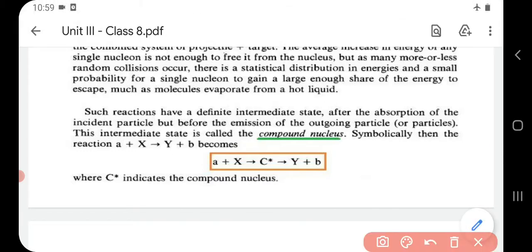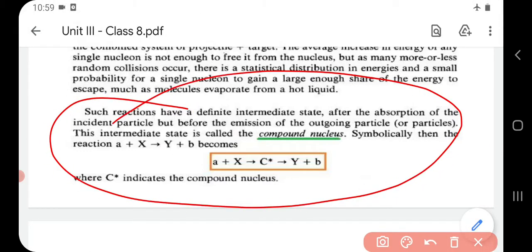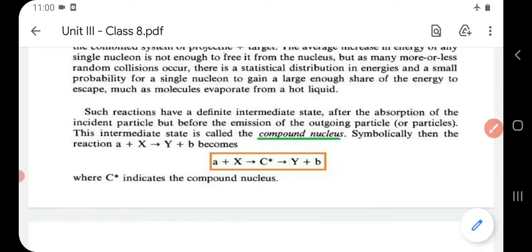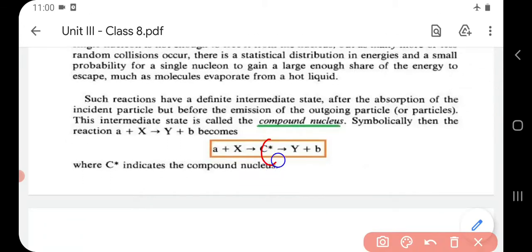So this is the part that you have to study. What is a compound nucleus? We have already discussed how the interactions occur and such reactions having an intermediate state. That is a state just after the absorption of the incident particle but before the emission of the outgoing particle. It is called the compound nucleus. It is represented by A plus X giving Y plus B, that is the reaction. In between this reaction you will get an intermediate state that is represented by C star, C. This indicates the compound nucleus.